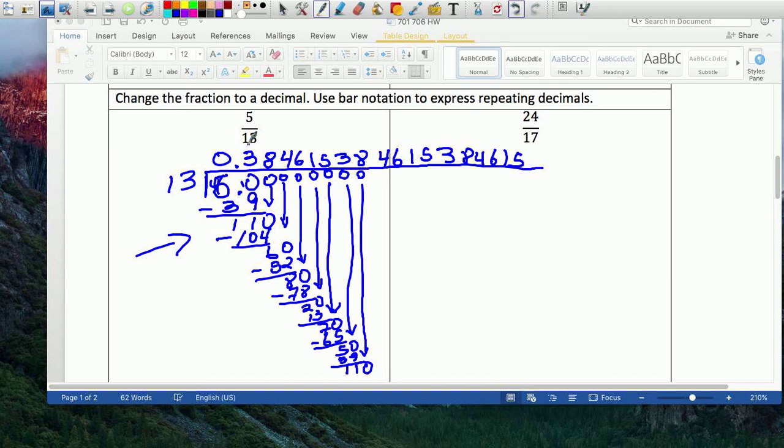So this whole part is repeating: 3, 8, 4, 6, 1, 5. 0.38465, that's the part that's repeating. It's going to repeat over and over and over forever and ever. So this is not that bad. Okay.